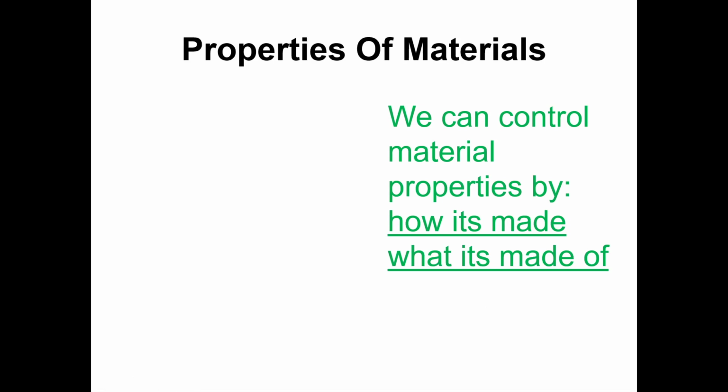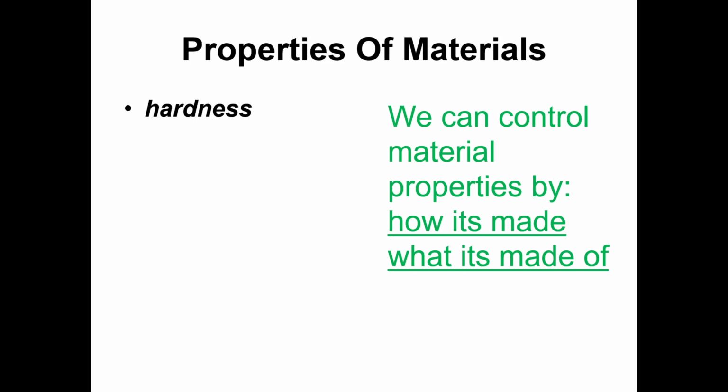Okay. So the first thing is there's different kinds of materials, and they have different properties, and we can control these properties by how it's made and what it's made of. Okay, the substance and the process.